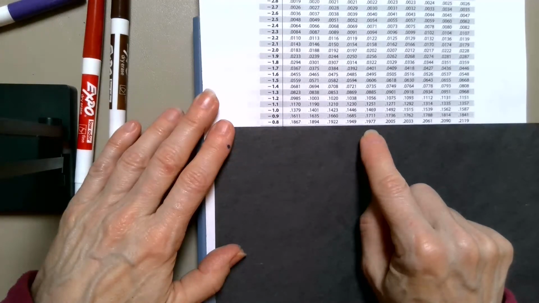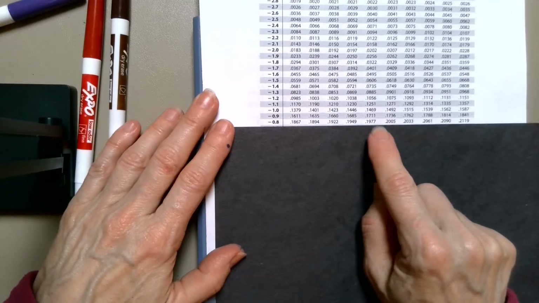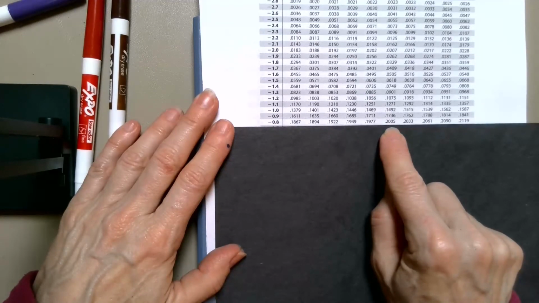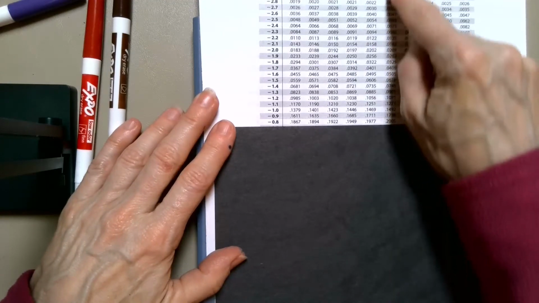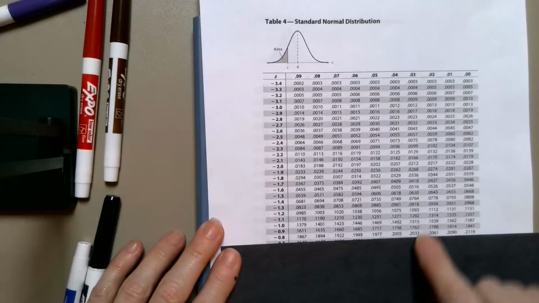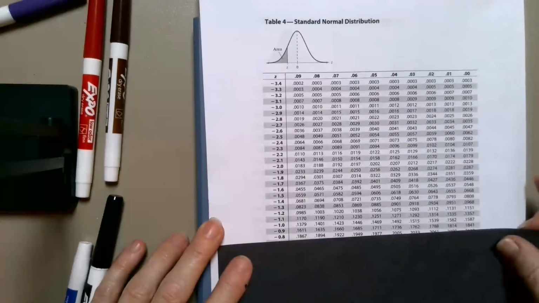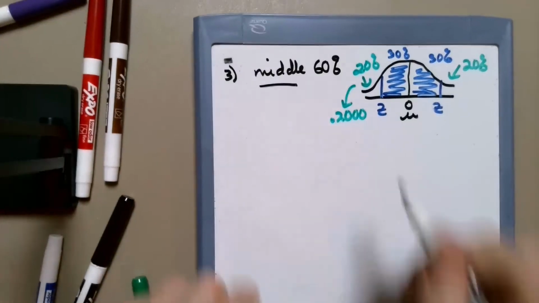0.1977 is too small. Is one closer than the other to 0.2000? You could subtract in your calculator. This one's closer: 0.2005 is closer to 0.2000 than 0.1977. So we're going to use negative 0.8 and 400ths. So negative 0.84 is my negative z-score over here.